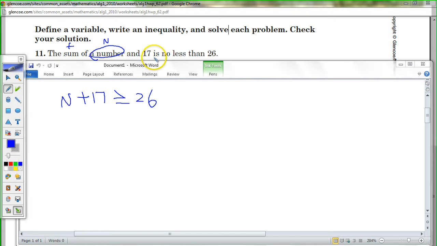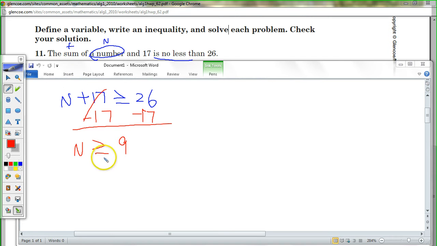No less than. It can't be less than 26, but that means it can also be 26, as long as it's not less than 26. That's why I put that equal sign there. So you're going to subtract 17 on each side. And you have n is greater or equal to, and that's 9. So n is greater or equal to 9.